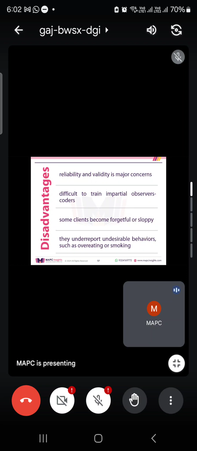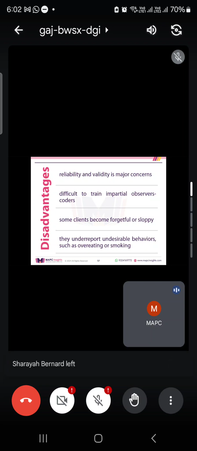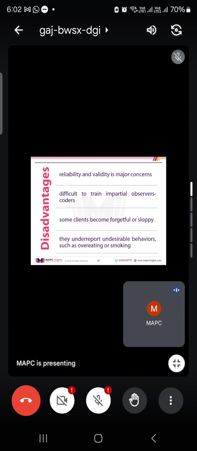Disadvantage: the reliability and validity is a major concern. It's difficult to train the impartial observers, coders. We need to give the training to the people who will self monitor, and it is difficult. We should not expect that they will be impartial. Obviously they will be biased.